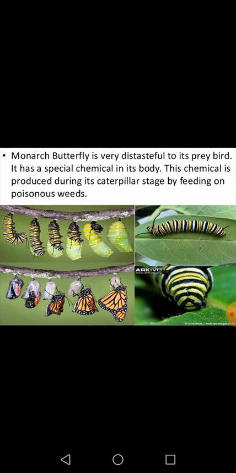ठीक है. Now another example is there is a butterfly. Name of the butterfly is monarch. ठीक है, and it has developed a chemical in their body. ठीक है, which makes them very distasteful, and the predator bird do not want to eat such kind of distasteful butterfly or larva or caterpillar. ठीक है, monarch butterfly is very distasteful, distasteful to the prey bird, and it produces certain chemicals, and these chemicals are produced during the caterpillar larval stage by feeding on the poisonous weeds.